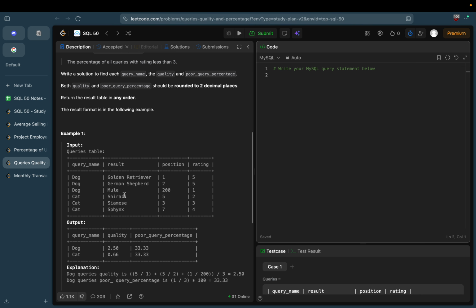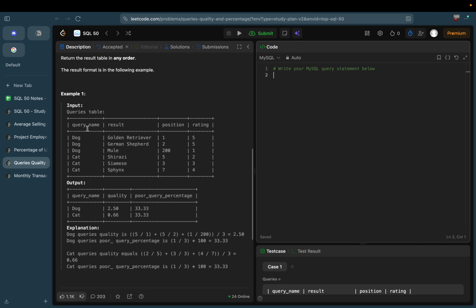Alright, we have a single table. We don't need any fancy joins. We just need to do our mathematical calculations correctly to solve for this question. Let's look at the example to understand it better. We have the query name. So 3 rows for dogs, 3 rows for cats. Result has the names corresponding to them. Then the positions and the ratings. I don't think the result column is relevant for any calculation. We'll be needing the position and rating.